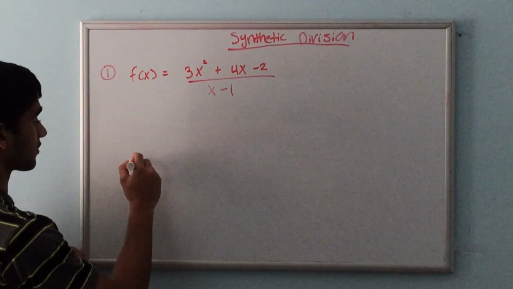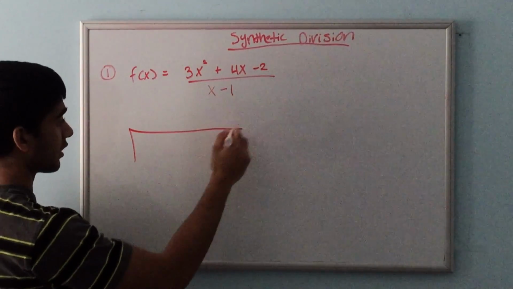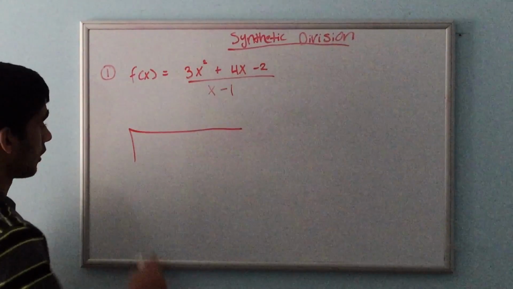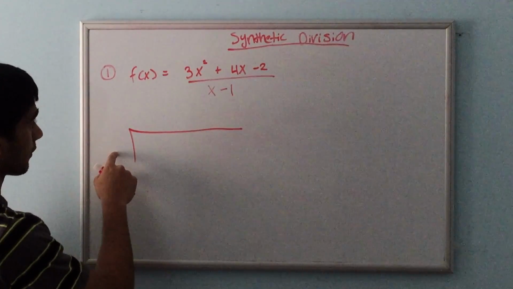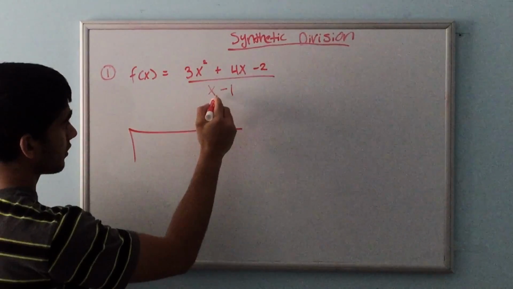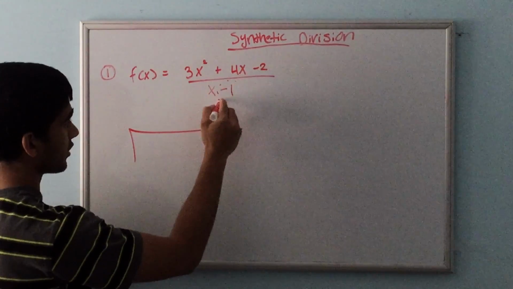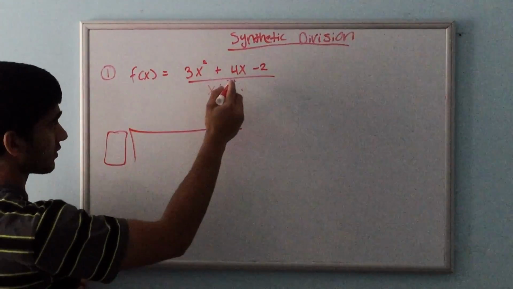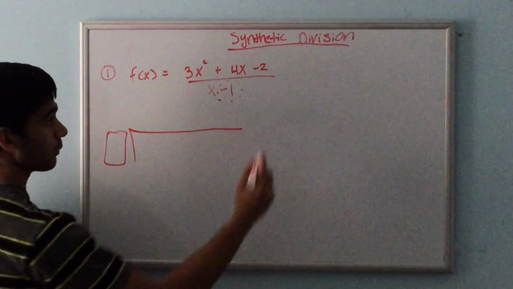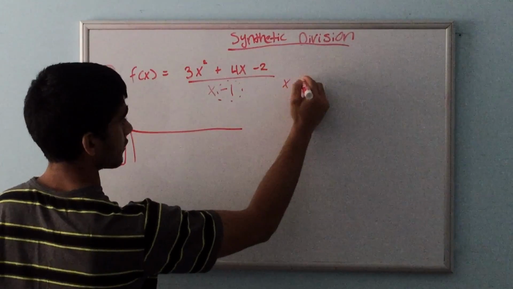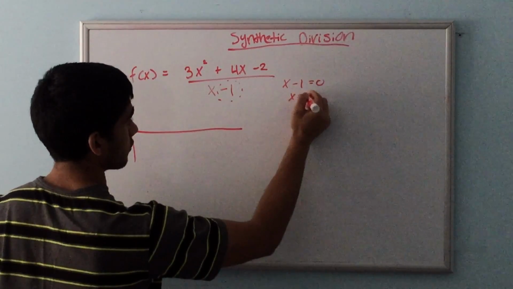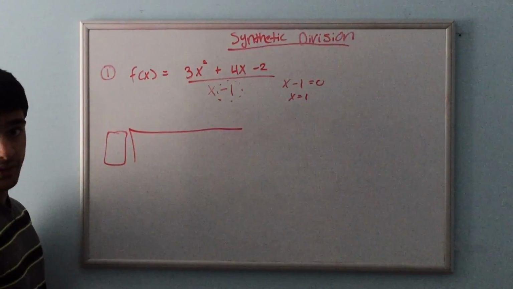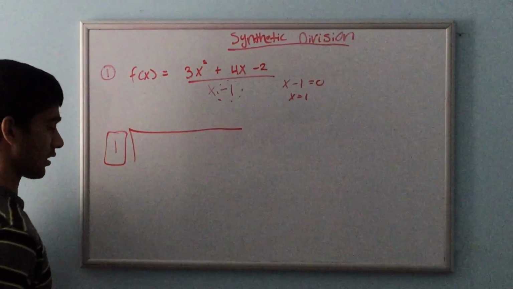The first step to all synthetic division problems is to draw this half rectangle. Next, the number we want over here is the opposite of this number over here. Meaning that to find what number goes over here, all we do is set this denominator equal to 0. If we do that, we get x minus 1 equals 0, x equals 1. Same way, all we need to do is take the opposite of that negative 1, and we have a 1 over here as a number.